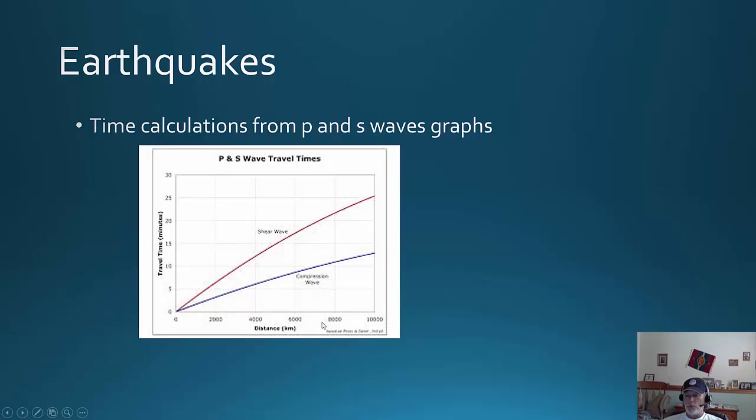If the reverse question was asked, the compression wave, how long did it take to go 8,000 miles? We'd go from the x-axis up to the curve, bring it over to the y-axis, and be about 11 minutes. So that's the type of stuff we're talking about when we're looking at the earthquake waves.